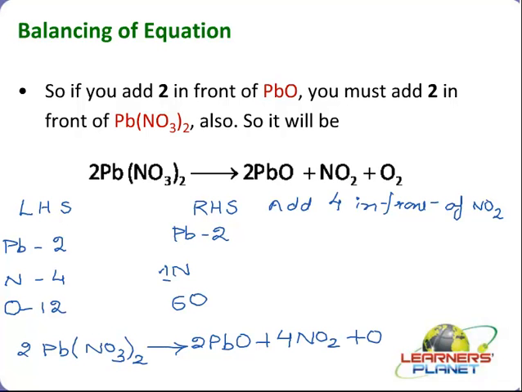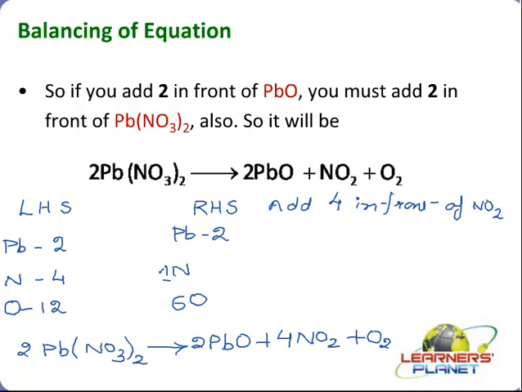Now students, tell me, is the equation balanced? I have got 2 lead on LHS, 2 lead on RHS. I have got 4 nitrogen on LHS. How many nitrogen do I have on RHS? It is 4. I have got 12 oxygen on LHS. How many oxygen are there on the RHS? Let's count. 2 with the lead, 8 with NO2, and 2 oxygen atoms in one molecule. So there are 12 oxygen on the RHS also, right? Now our equation is balanced.